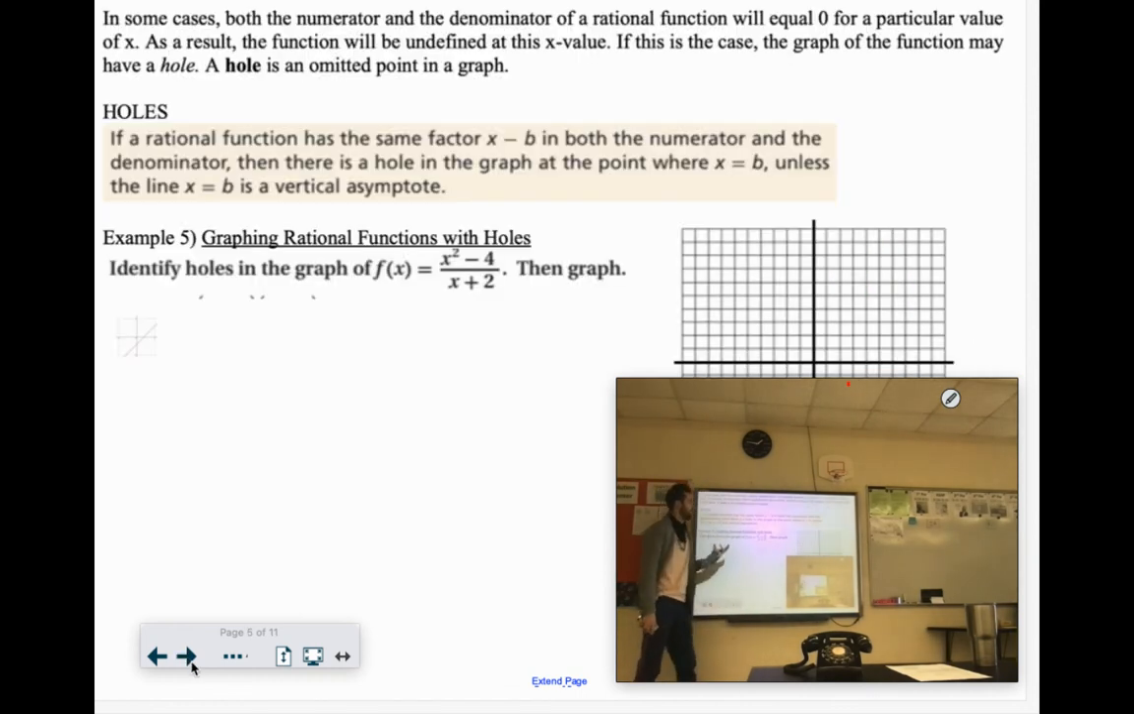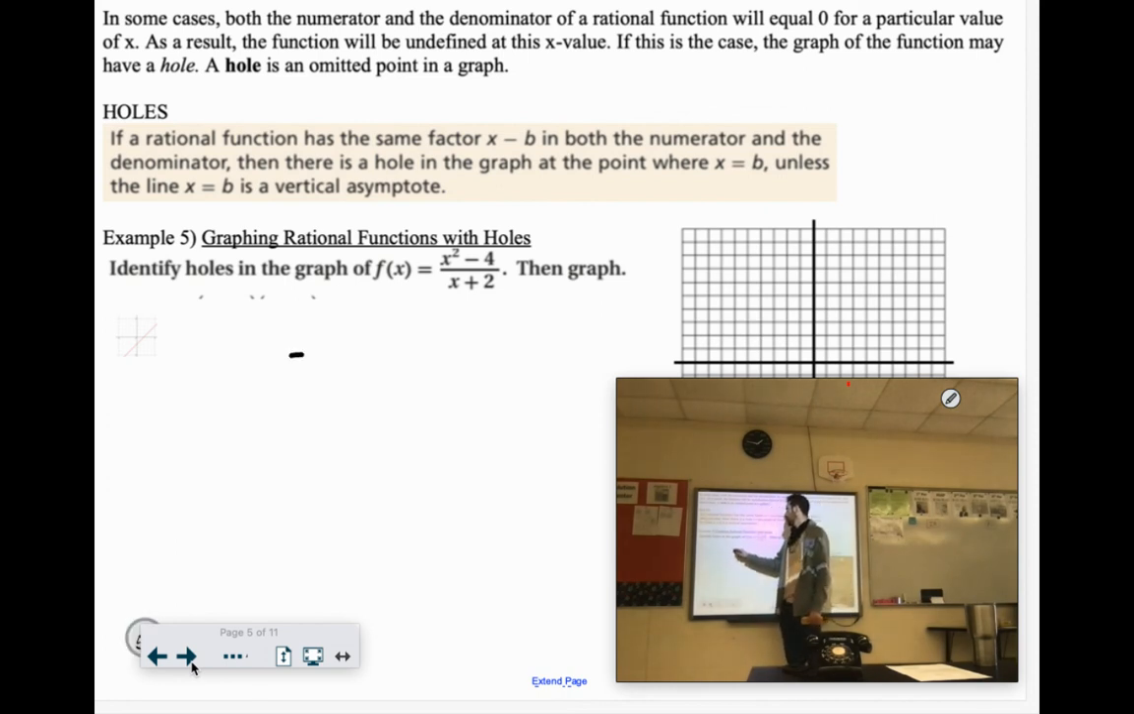Now we're going to talk about those holes in the graph, the gaps. So this is very similar to our excluded values. Remember, you can't divide by 0. So even though stuff will cancel out and there won't be a denominator on problems like this, you have to consider the initial equation. So let's factor this out. X squared minus 4 over x plus 2. So that would factor to x plus 2 times x minus 2 over x plus 2.